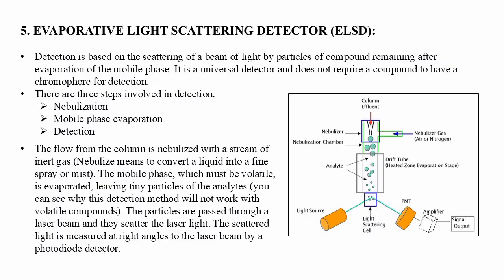The flow from the column is nebulized with a stream of inert gas. The mobile phase, which must be volatile, is evaporated, leaving tiny particles of analytes. The particles are passed through a laser beam and they scatter the laser light. The scattered light is measured at right angles to the laser beam by a photodiode detector.